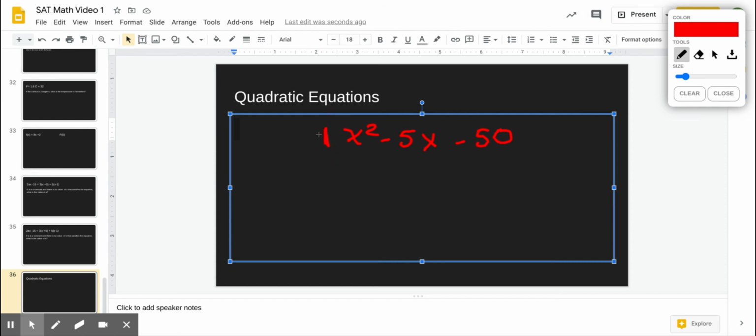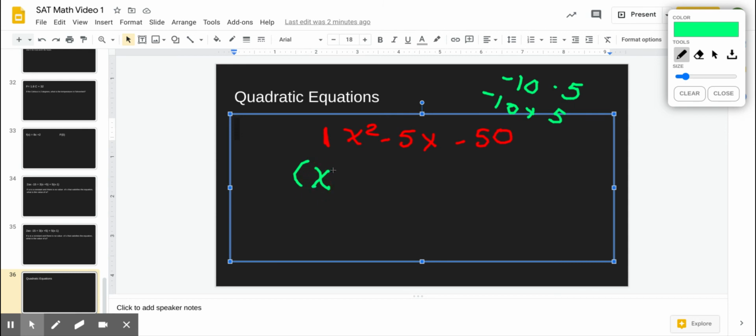We want to know what two numbers give us a product of the c term, negative 50, but at the same time give us a sum of negative 5? So negative 10 times 5 is negative 50, and negative 10 plus 5 is negative 5. So that works. So then we could just make our binomials.